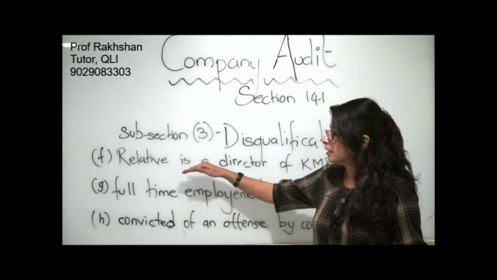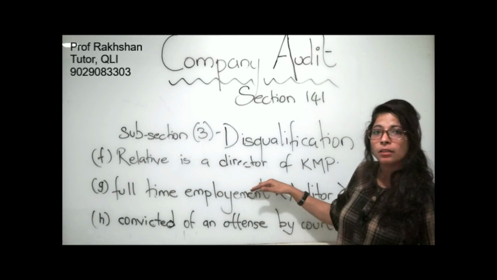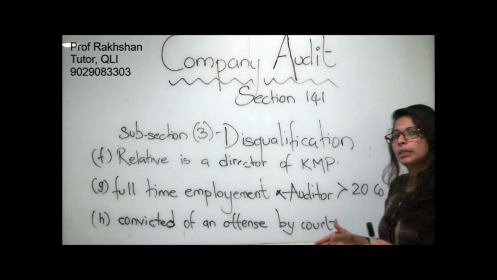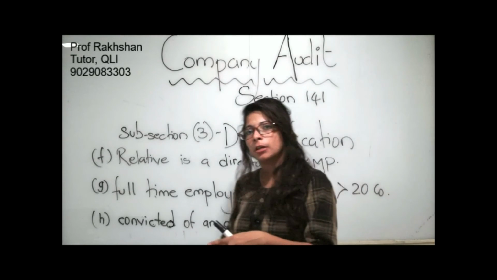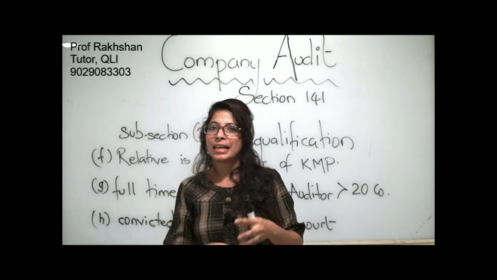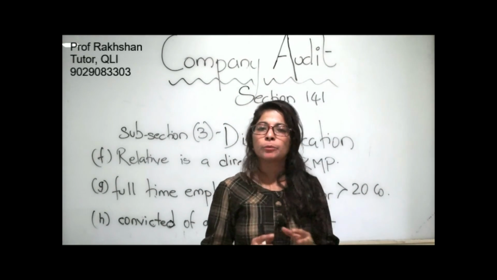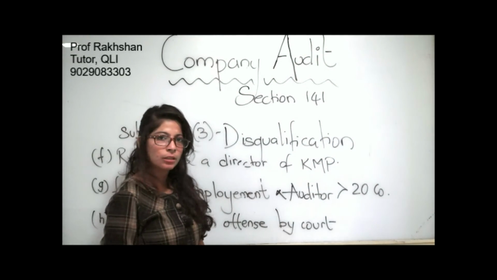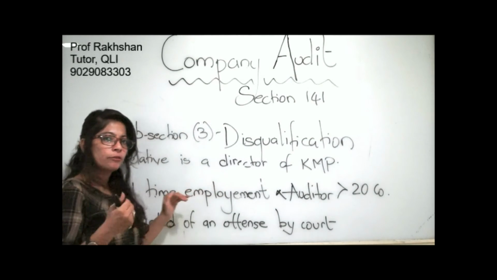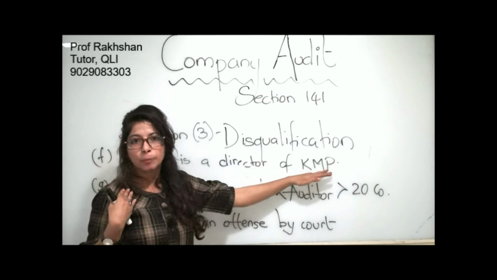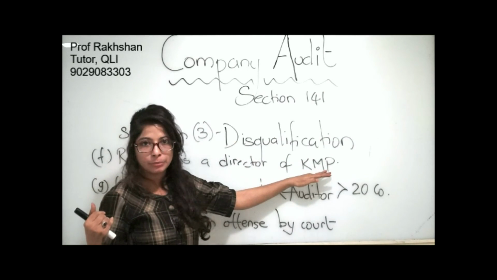So what does it say? If a relative is a director or a key managerial personnel. A key managerial personnel is somebody on the basis of whom the decisions are taken, the one who decides about the company, its plans, objectives. He is a key managerial personnel, like a very important person, just like a director. So if my relative is either a director or a key managerial personnel, I will not be allowed to act as an auditor of that company.